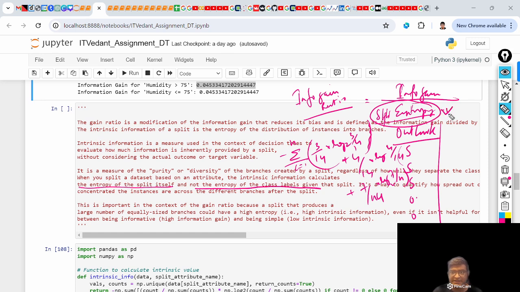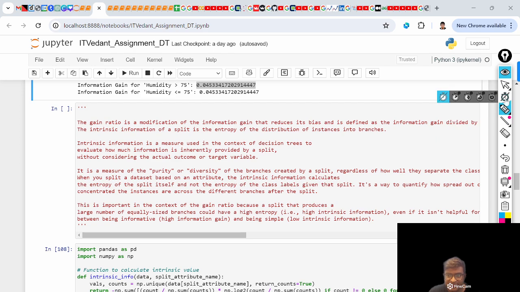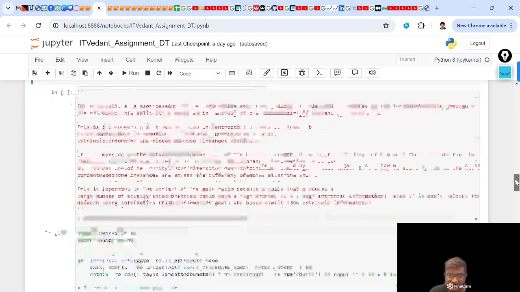So there is a split entropy which is being calculated, and that is in the denominator. So my gain ratio is calculated by dividing the info gain with the split entropy. And the higher the gain ratio, that particular feature element will be selected as the root node, and it will be the best splitting criteria. And we will do it from scratch and find out how it can be done. Let us see how we have done this.